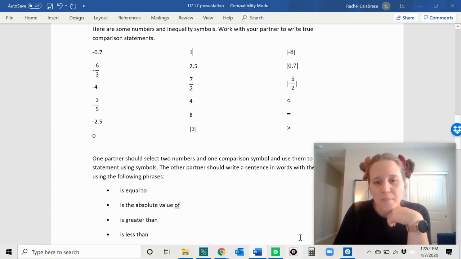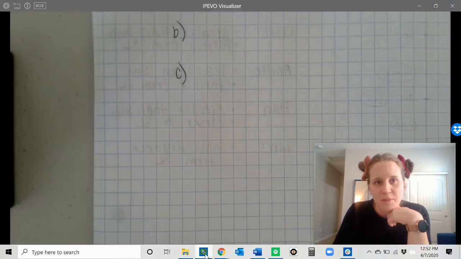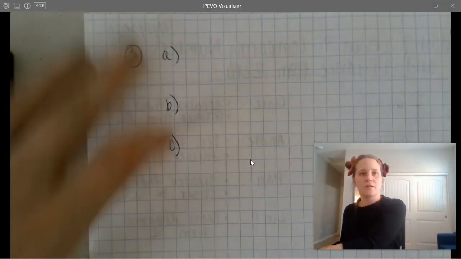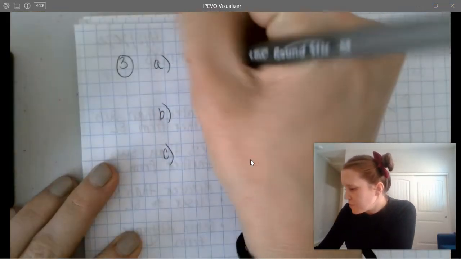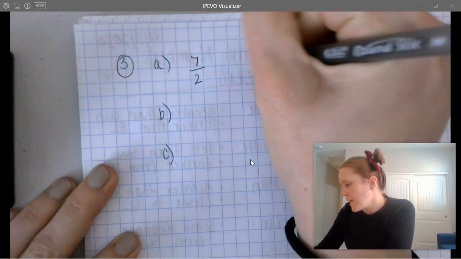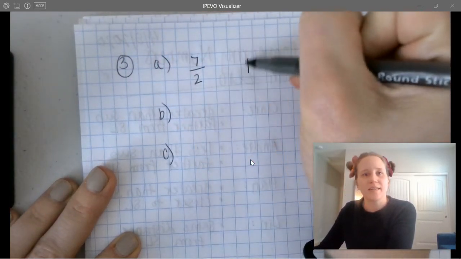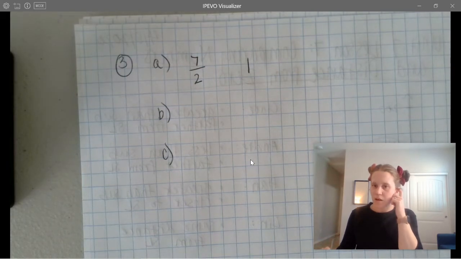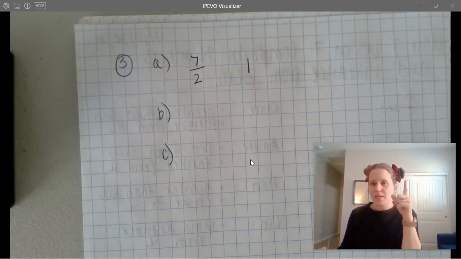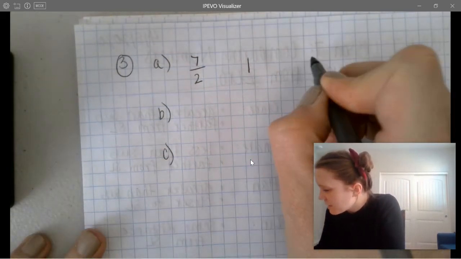Okay. I'm going to switch to my paper. Here's number 3A. I'm going to compare 7/2 and 1. And I left a space here. That's where my inequality symbol is going to go. Okay. So I'm actually thinking I'm going to draw these on a quick number line.